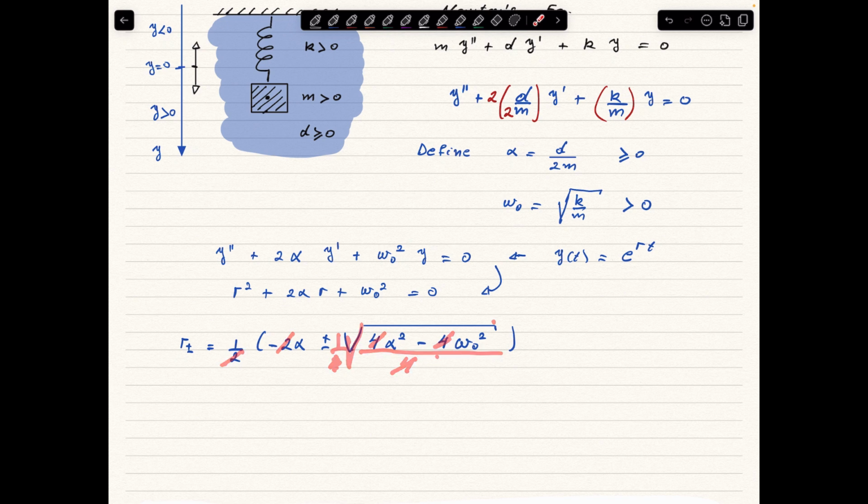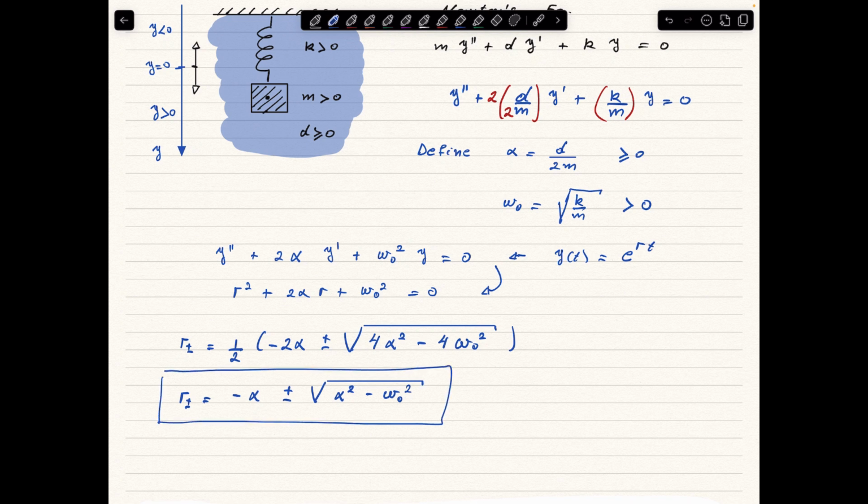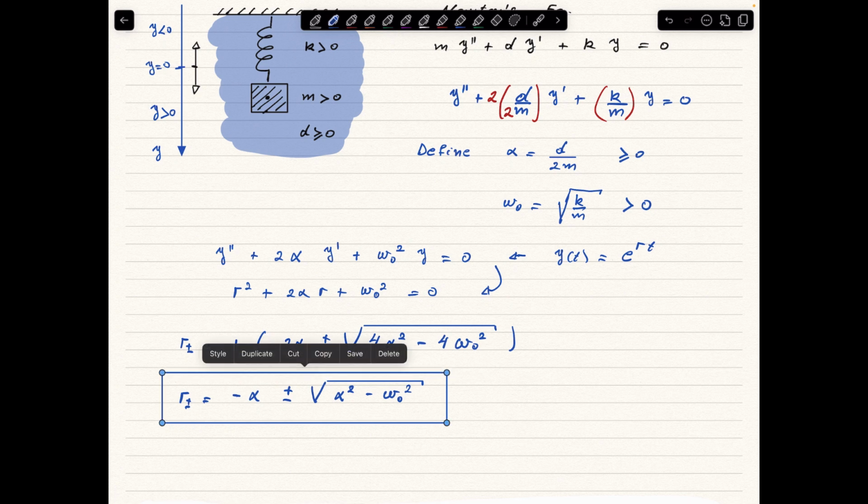So after all these simplifications, we get that r plus minus is simply negative alpha plus minus the square root of alpha squared minus omega 0 squared. And you see the expression for the root is pretty nice in terms of alpha and omega, and that's why we introduced this alpha and that omega, because we knew that this is going to happen.